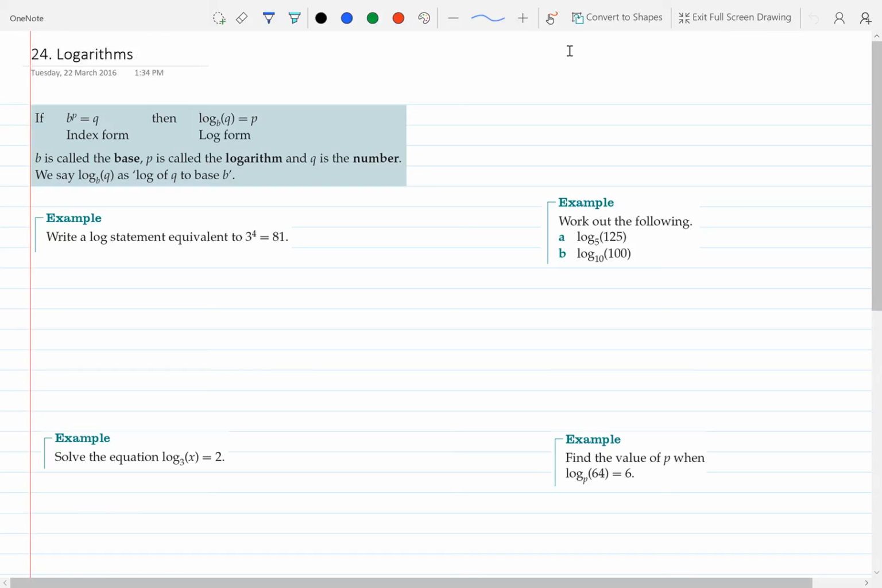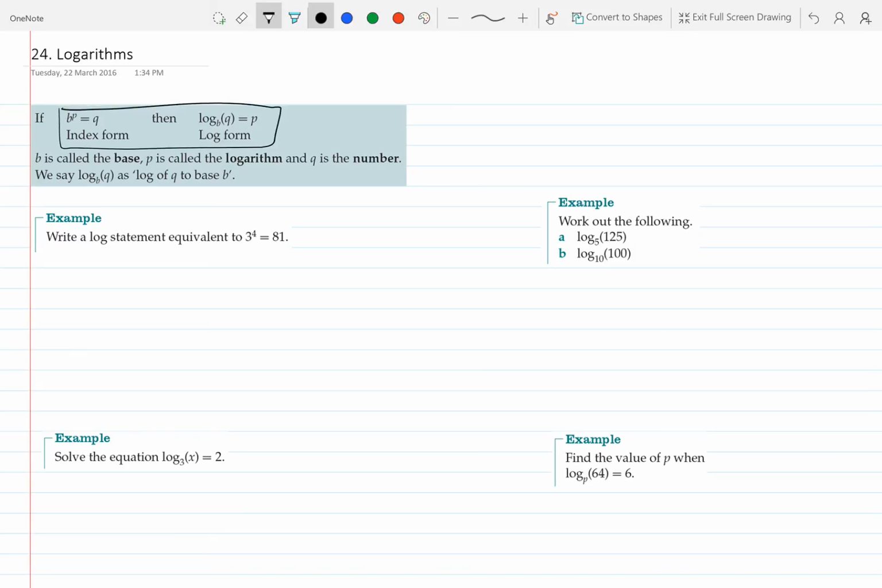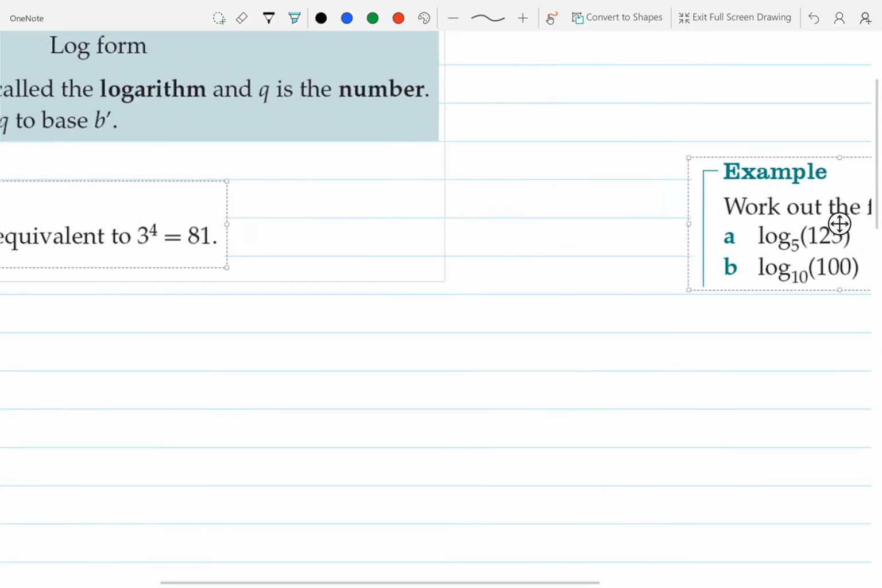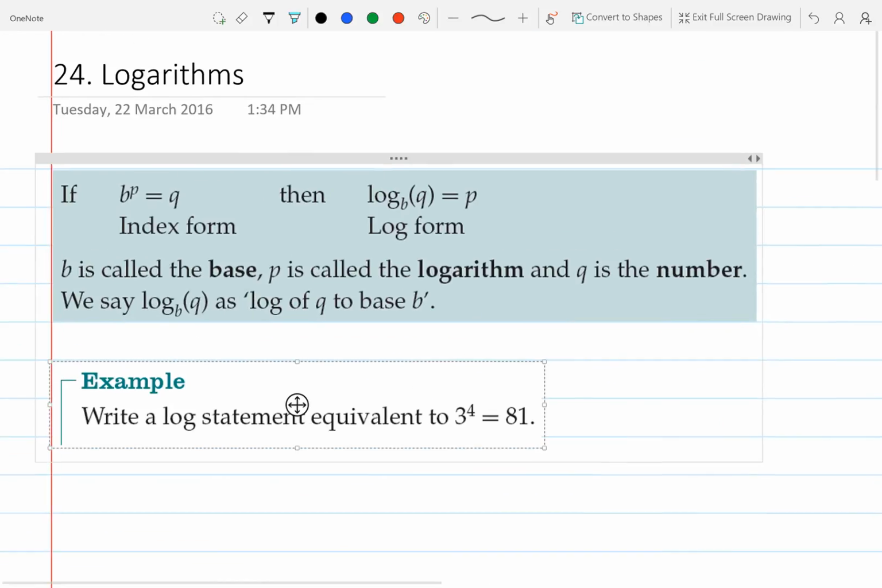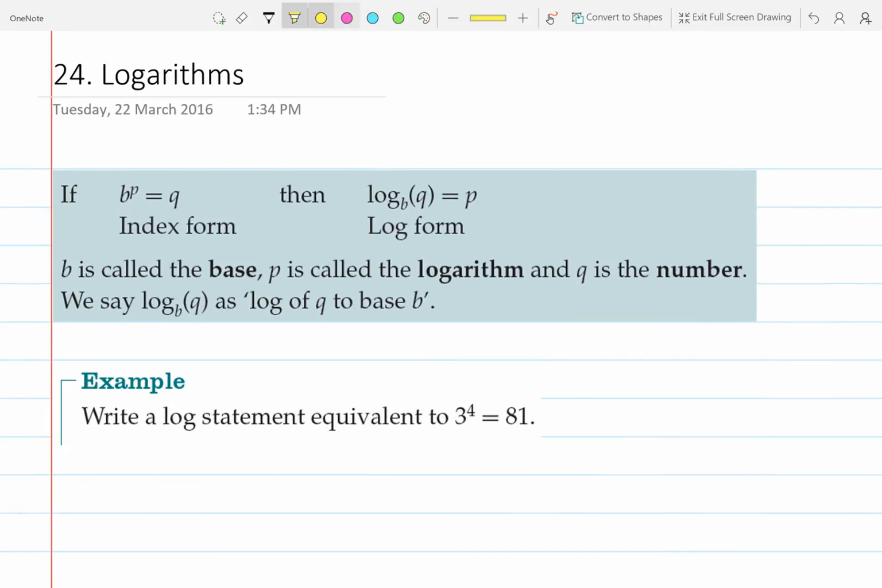Hi everyone, in this video we're looking at logarithms, and essentially logarithms are a set of rules that allow us to write numbers in different forms, and we have some important jargon, I suppose, or terms, that we need to know.